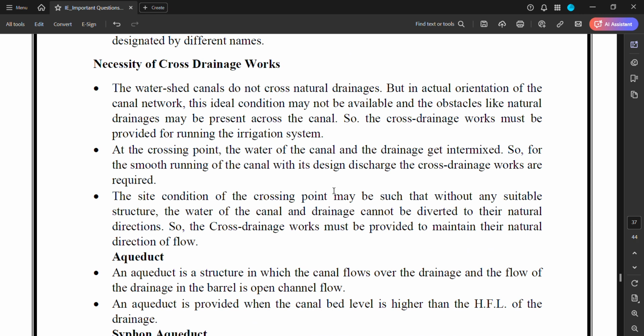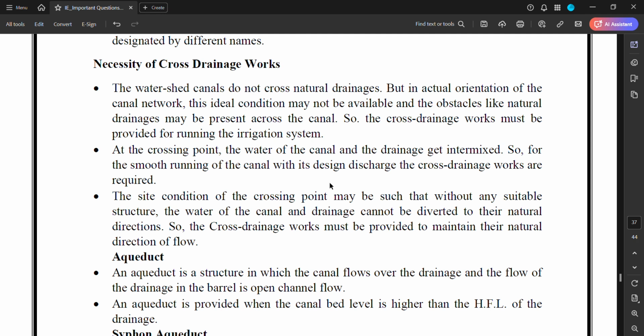Watershed canals do not need cross drainage works, but in the actual orientation of the canal network, the ideal condition may not be available and obstacles like natural drainage may be present across the canal. So cross drainage work must be provided for running the irrigation system.